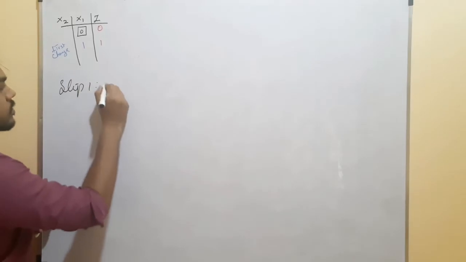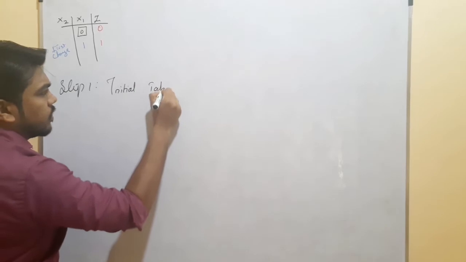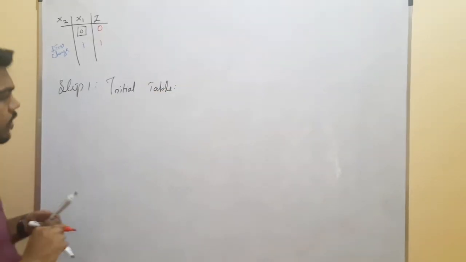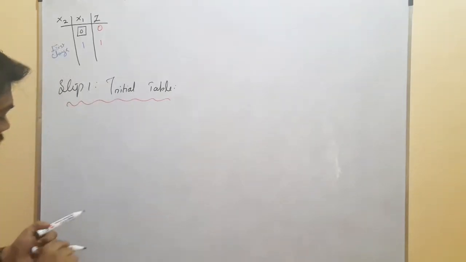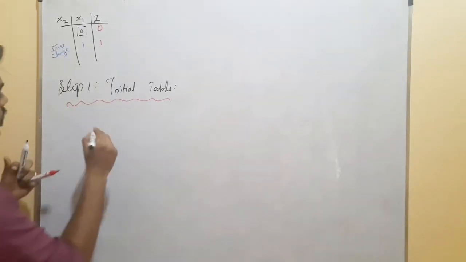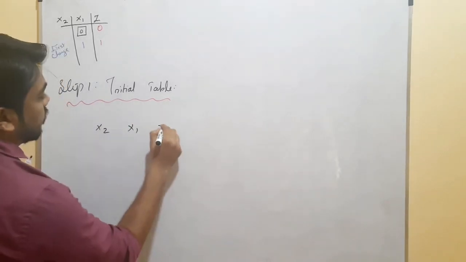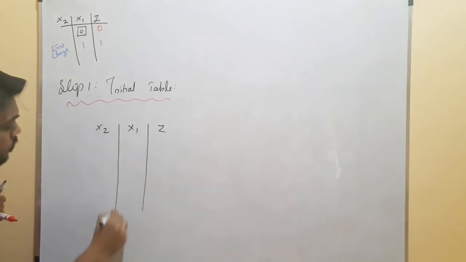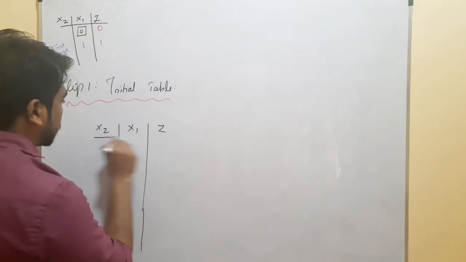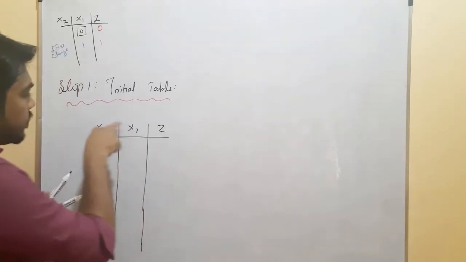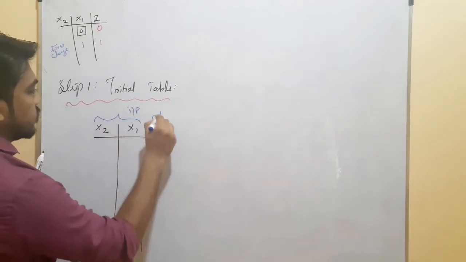Step 1 is making an initial table. I want to make an initial table out of the given things. So what I am going to do is write x2, x1 and z. As you know, there are 3 variables. From this itself we can get an idea: these two are inputs, and this is your output.